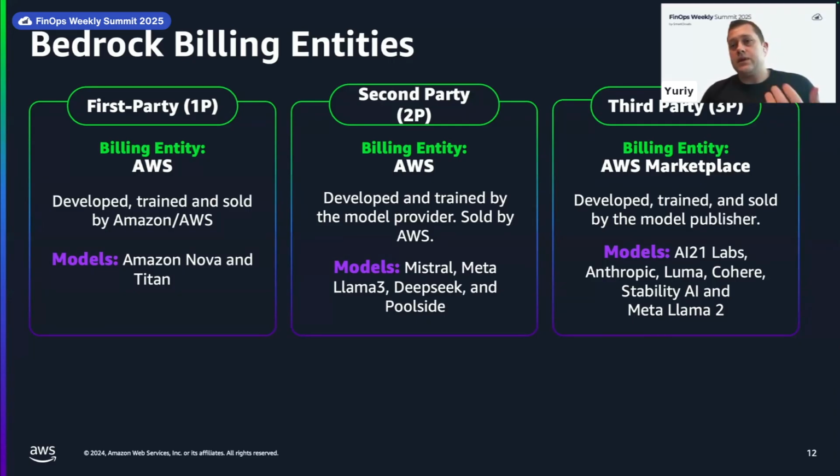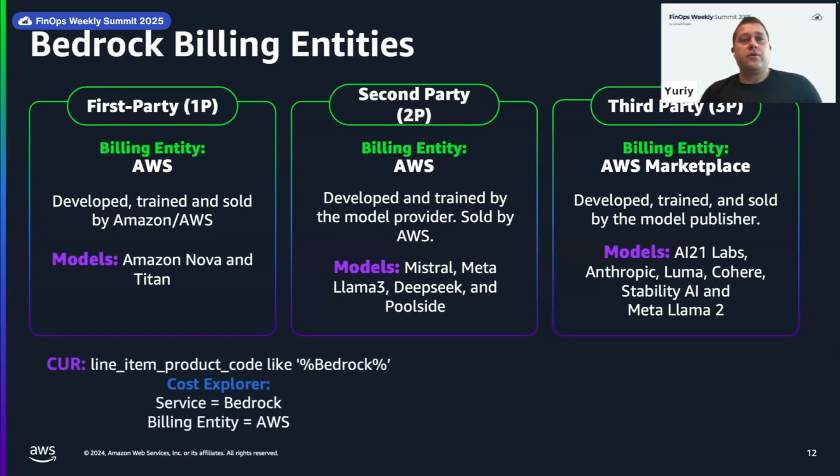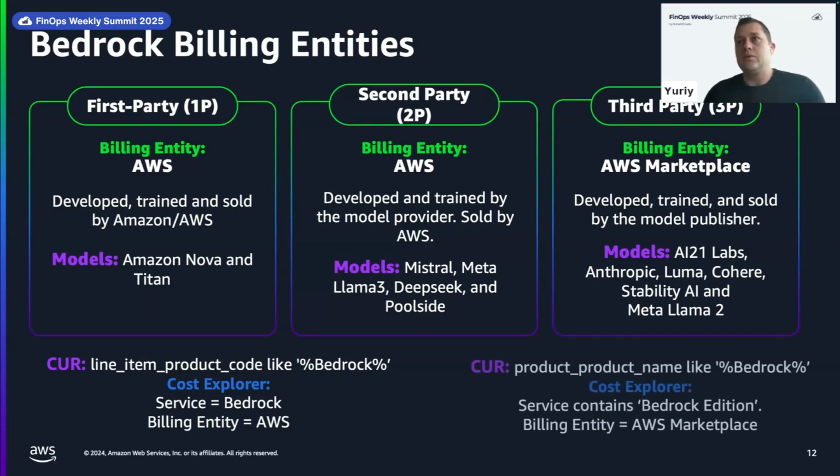It's important to understand for several reasons, right? First, there will be a little difference in how you can visualize and track the cost. For first-party and second-party models, for example, in Cost Explorer, you will see that the service is Bedrock and the billing entity is AWS. In the Cost and Usage Report, you will use the line item product code column to get all the Bedrock cost and usage.